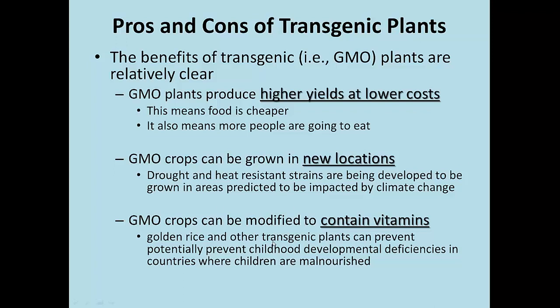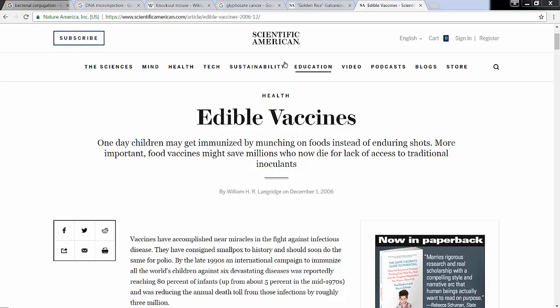And as I mentioned with the last example there, golden rice, crops can be modified to contain vitamins. This can be extended to all sorts of endpoints here. They've actually looked at making crops that can contain vaccines within them. Here's an article from Scientific American talking about edible vaccines and the potential for one day to actually confer an immunization through the food. People are going to obviously flip out about that. Oh my God, the government's contaminating our food.